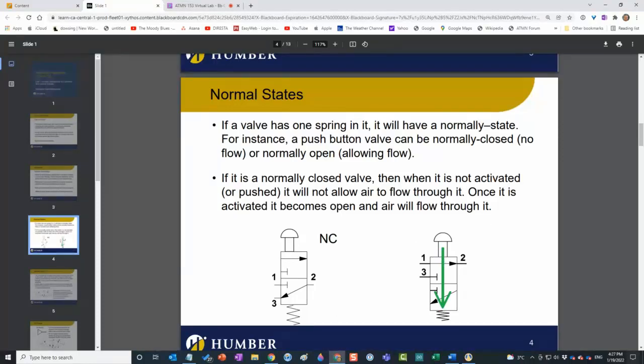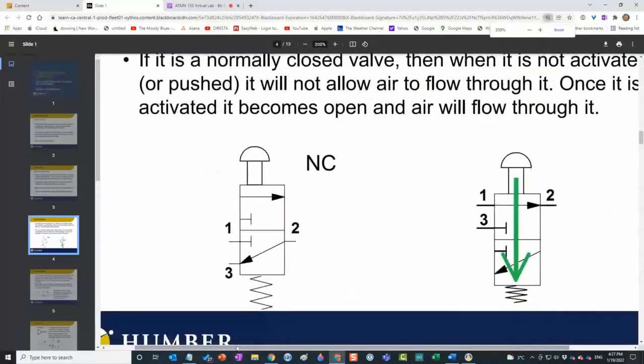If it's a normally closed valve, then when it's not activated or not pushed, it will not allow air to flow through it because it's normally closed. Once it's activated, it becomes open and the air will flow through it. Now this is what's going on here. Let's just take a look at this.